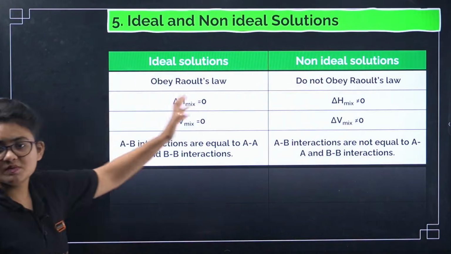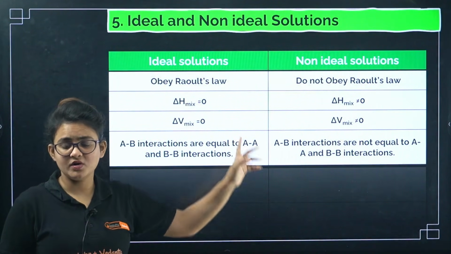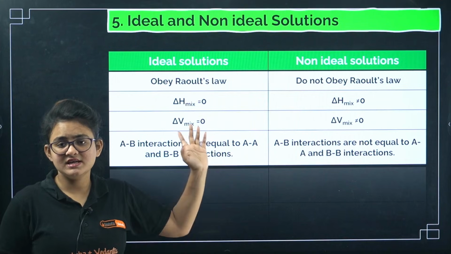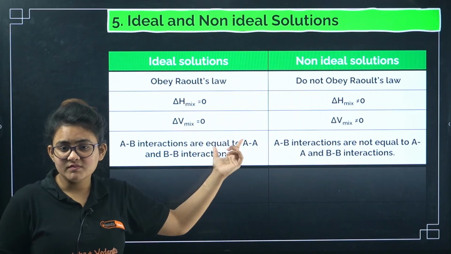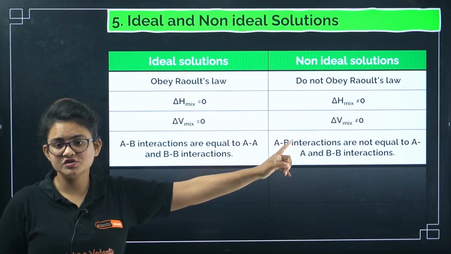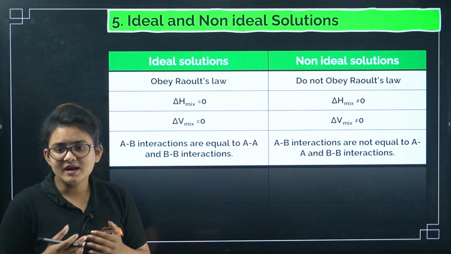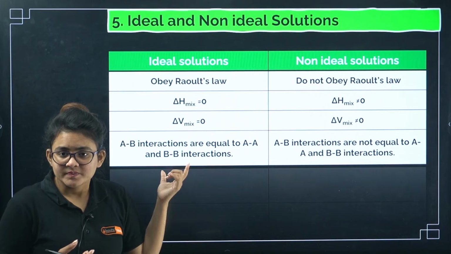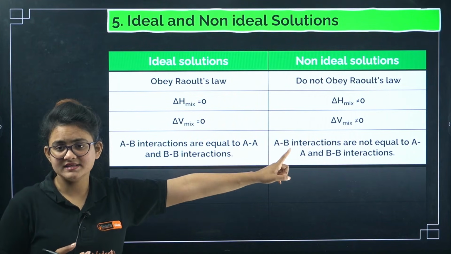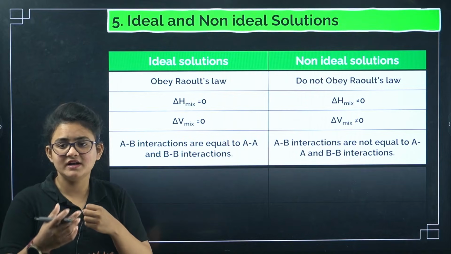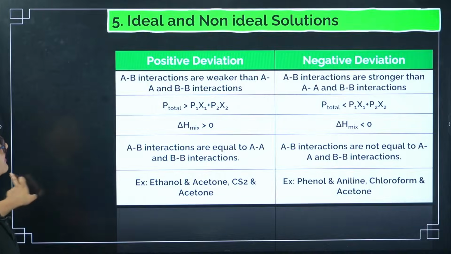Here comes the most important difference between ideal solution and non-ideal solution, very important for your board examination. An ideal solution obeys Raoult's law, while a non-ideal one doesn't obey Raoult's law. For ideal solutions, delta H mix and delta V mix equal 0; for non-ideal they are not equal to 0. Most importantly, the interactions between AA and BB are the same in an ideal solution, and in non-ideal cases the AB interaction is different with respect to the AA and BB interaction. Let's proceed further.